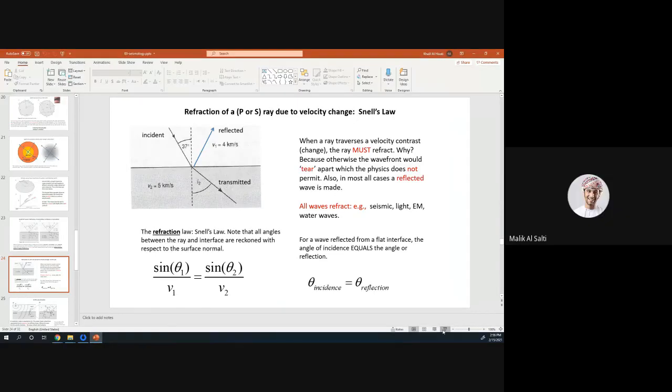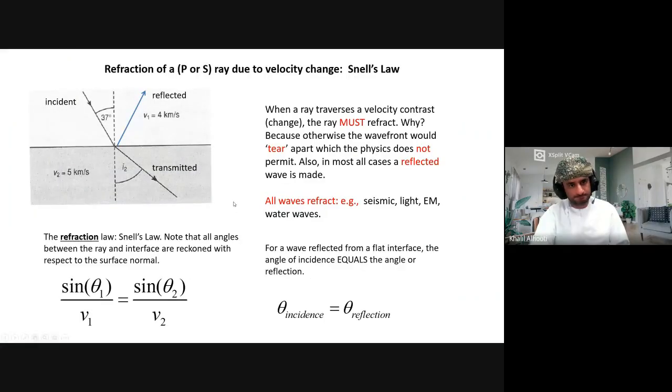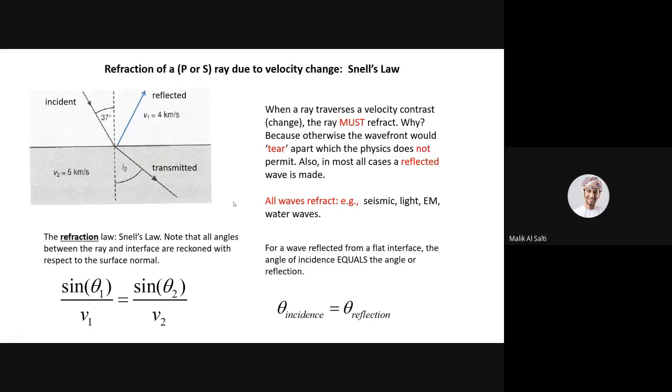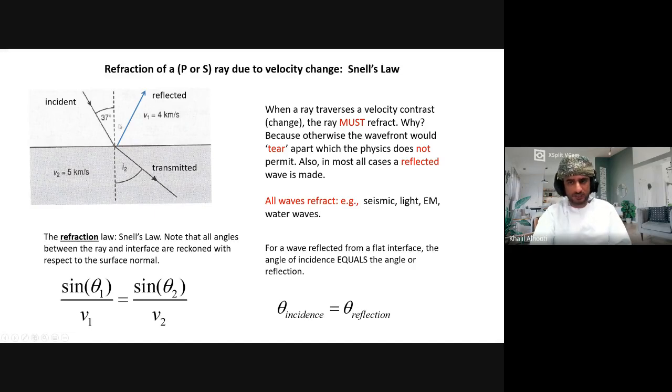Another question. Go ahead. Reflection is only when we talk about the angles. I mean, if there is no change in theta, then it's not a refraction. Reflection, yes. In reflection, the angle of incidence and the angle of reflection are always the same. Whereas for refraction, that's different. Refraction we also call transmission, because then we'll study something called critical refraction. This is a totally different subject. We'll come back to it.